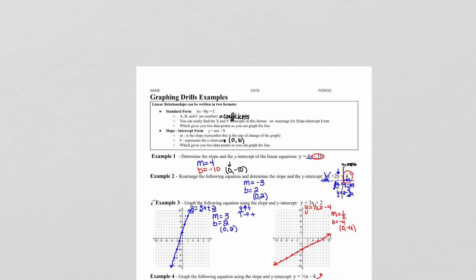On the next page, it is very similar to this. You may have to do some more manipulations on certain equations. If you have questions, send me an email.